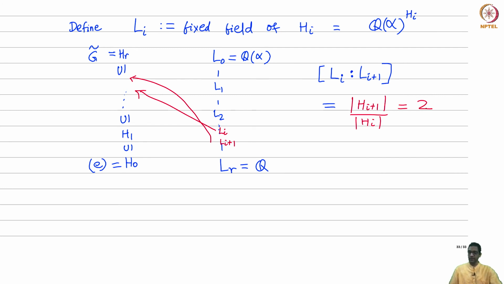So that says that you can actually construct such a tower of successive quadratic extensions, in which finally alpha belongs to the topmost field in the tower. Okay, so this completes the proof. This implies that alpha is constructible.